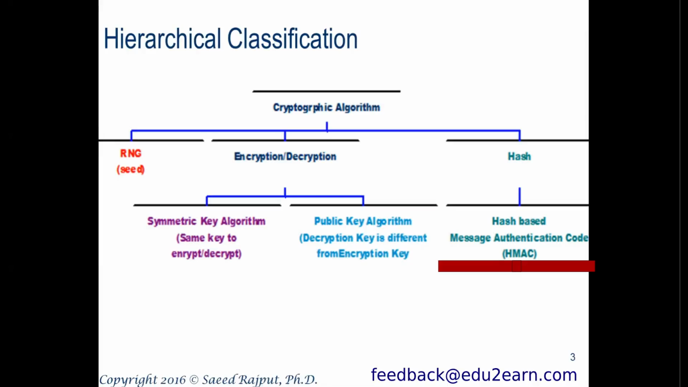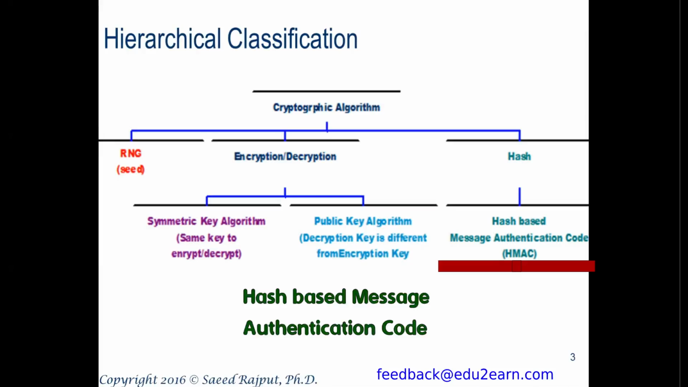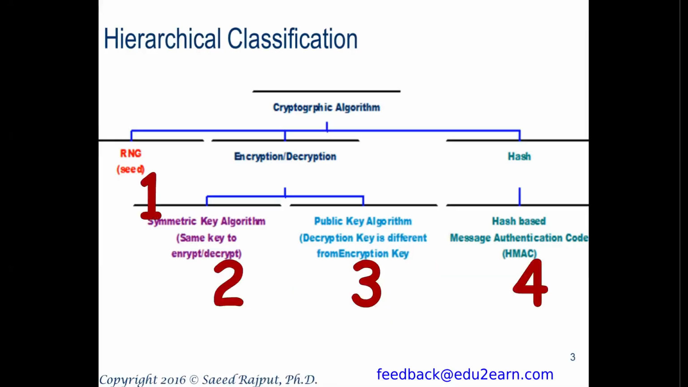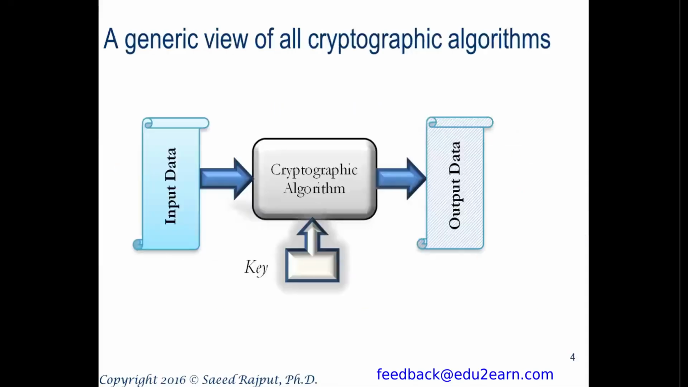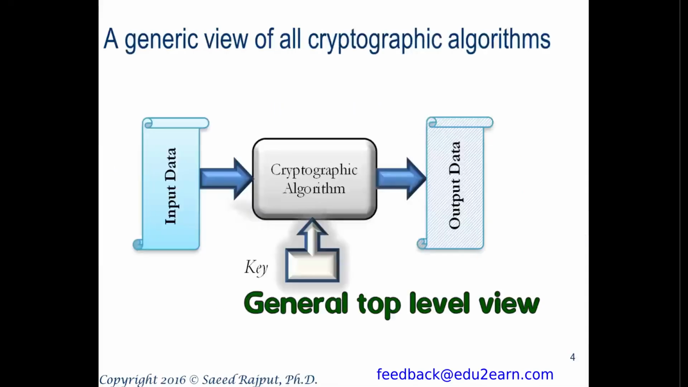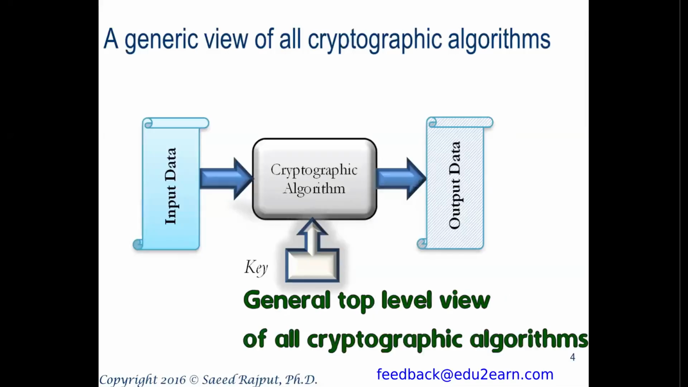There is a sub-classification of hash which is called HMAC, or message authentication code. In other words, hash-based message authentication code. So these are like 4 classifications. Now we'll dig into each of these algorithms in more detail. Before we do that, this is a general top-level view of all cryptographic algorithms.